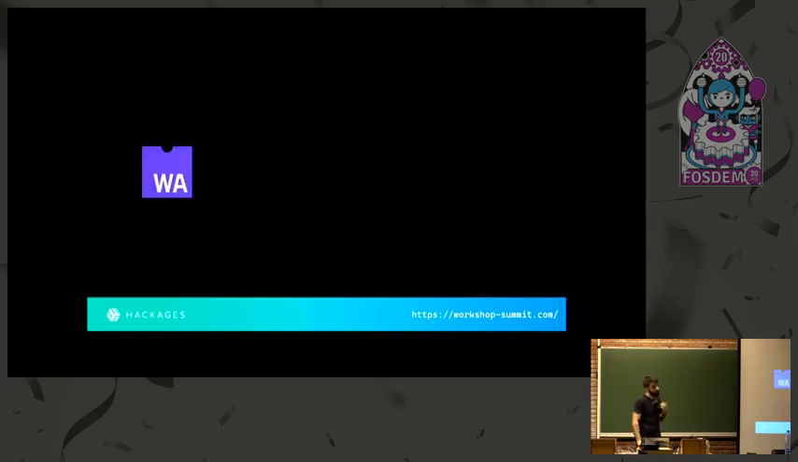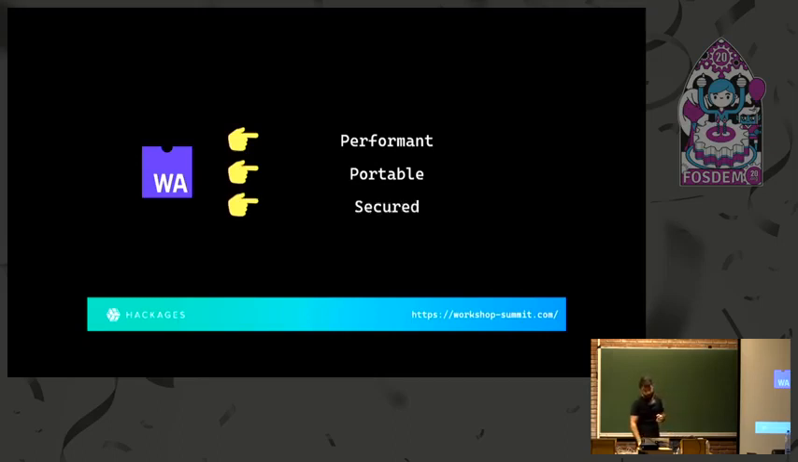So what are the goals of WebAssembly? WebAssembly wants to be performant, run at nearly native speed. After that, WebAssembly wants to be portable, okay? So not only running on the web, but also running in other platforms. And secure, secure by default. It's one of the main concerns of WebAssembly, being more secure than JavaScript.